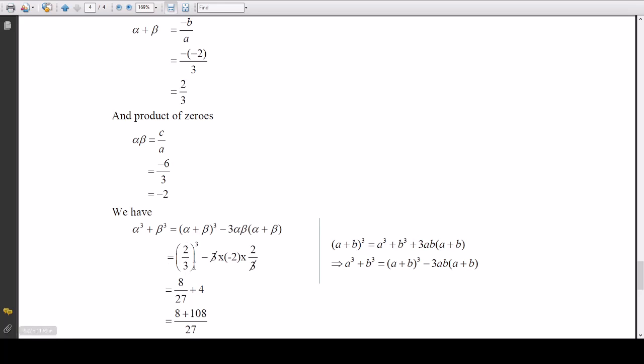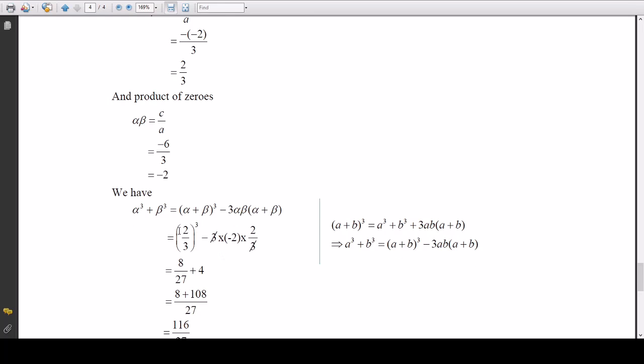(2 by 3) whole cubed minus 3 multiplied by alpha beta. Alpha beta is how much? Minus 2. Multiplied with alpha plus beta. Alpha plus beta is how much? 2 by 3. Now from here 3 will cancel. Okay, now 2 cubed is how much? 2 cubed is 2 times 2 times 2, which is 8. 3 cubed, same thing, will be 27. Now this minus with minus will be plus, remaining only 2 with 2, that is 4.